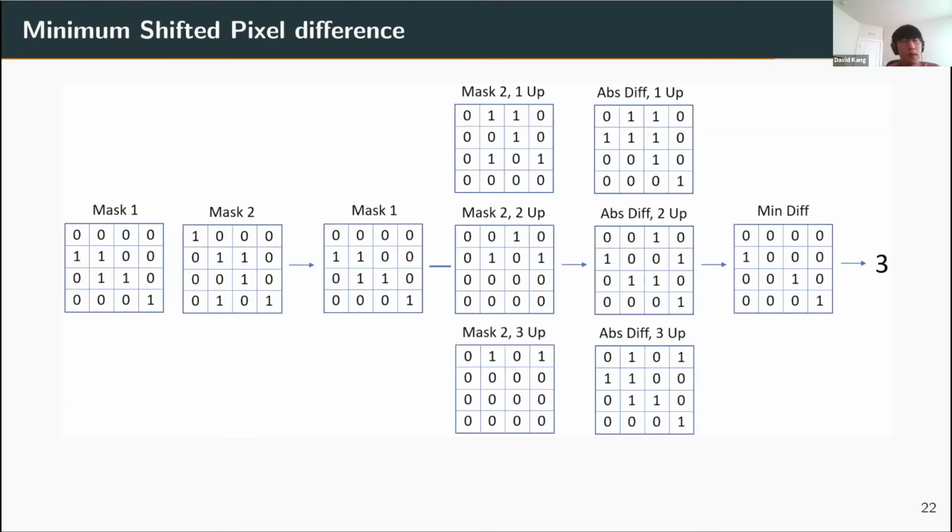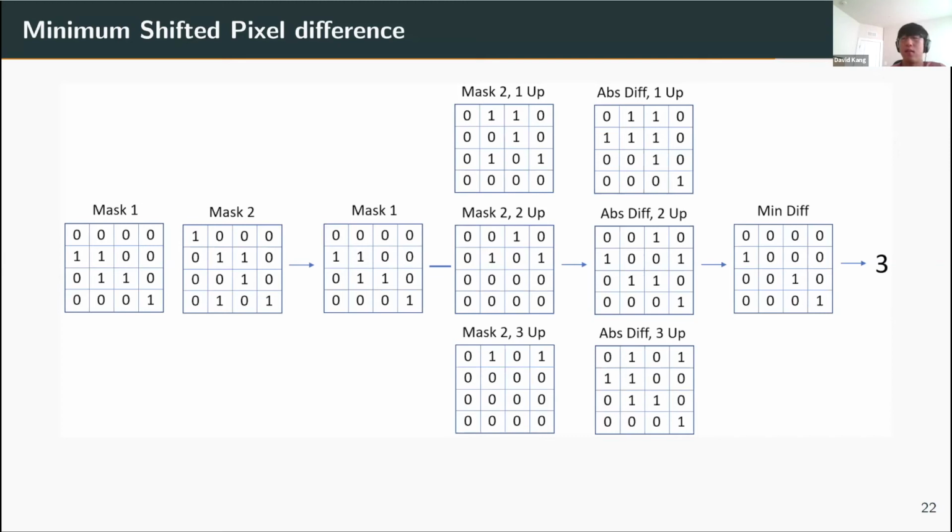So you have mask 1 and mask 2. Mask 1 is taken, say, July 2019, whereas mask 2 is taken July 2020. And then we shift the second mask up, down, left, right, 3 pixels. We only show the 3 up here for simplicity. And then we find the difference between the first mask and each of the shifted masks, the absolute difference. And then we find the element-wise minimum of each of the different images, and we total them in order to compute how different they are.